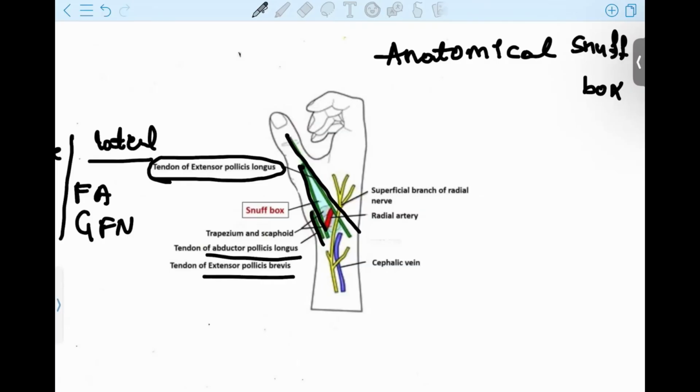Pollicis means thumb. So those going towards the thumb are known as pollicis. Longus is the long tendon, and the shorter one is the brevis. That is your extensor pollicis brevis.